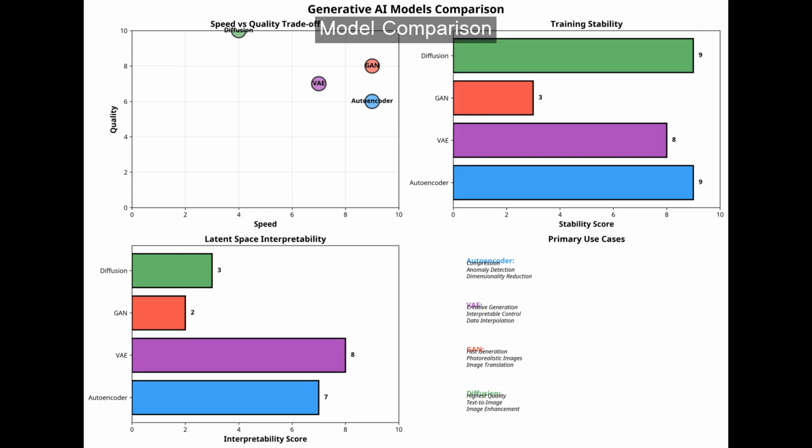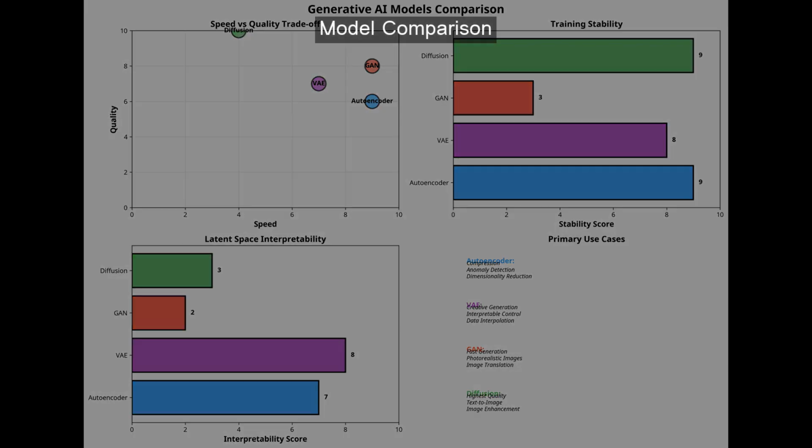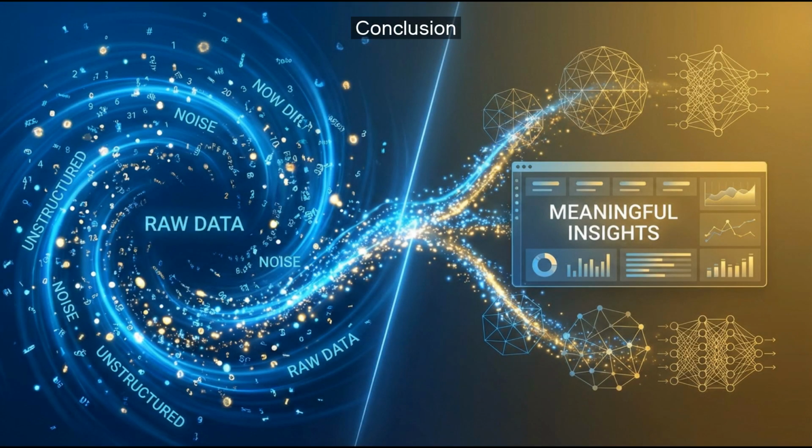The field is evolving rapidly. New architectures combine elements of all four approaches. Transformers are being integrated into diffusion models. Hybrid systems leverage the strengths of multiple approaches. The future belongs to those who understand these foundational concepts and can adapt them creatively. Now, go forth and generate, but generate wisely.